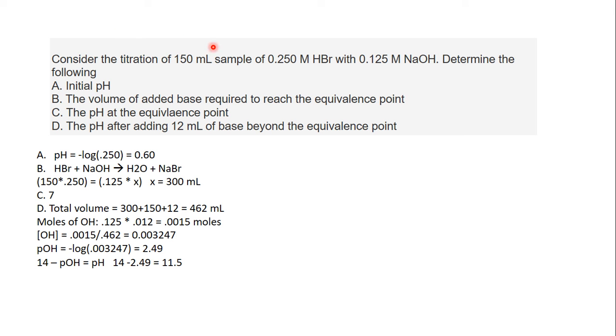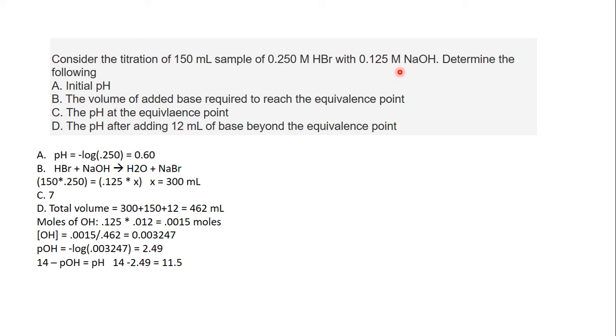Now everybody got different variables for our numbers here, so I just made some up. But no matter what numbers you had for the actual problem, solving it is the same way. So we have a titration of 150 milliliter sample of 0.250 molar HBr. And we're going to titrate that with 0.125 molar sodium hydroxide. First, determine the initial pH.